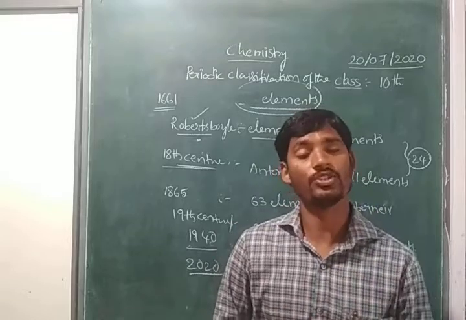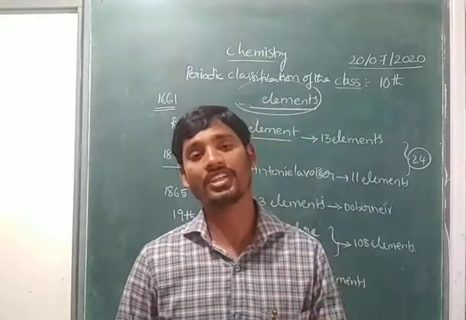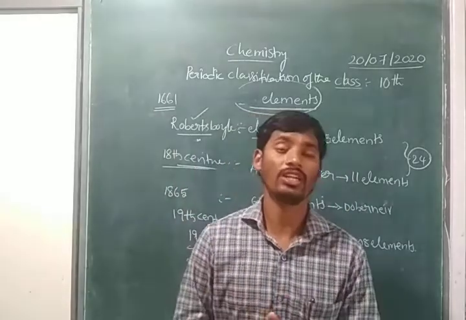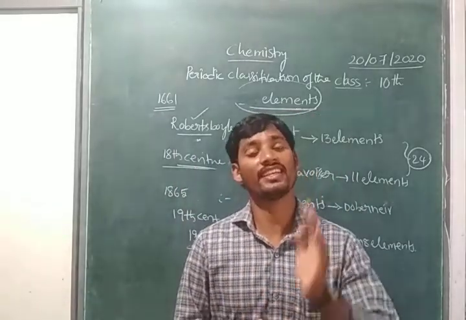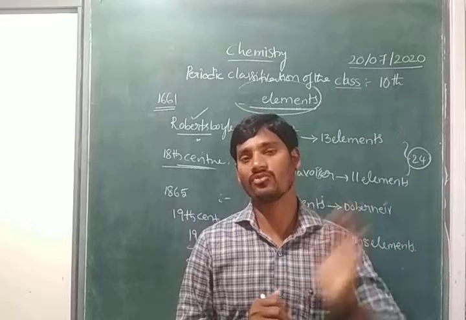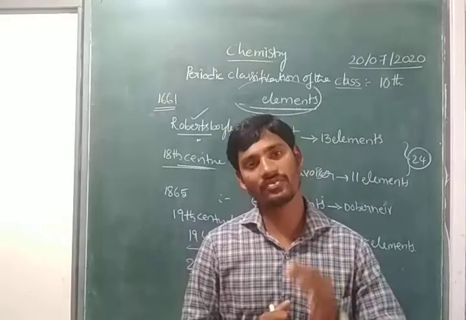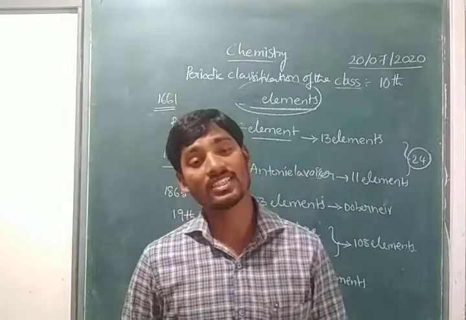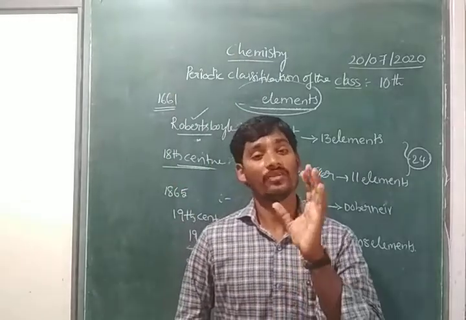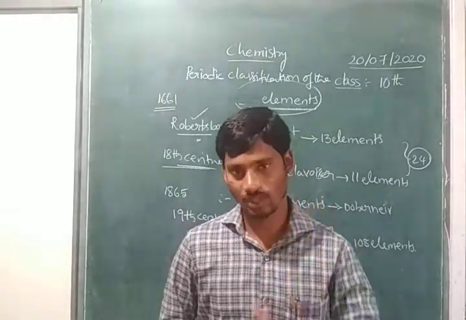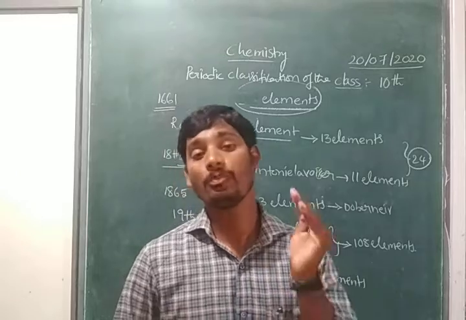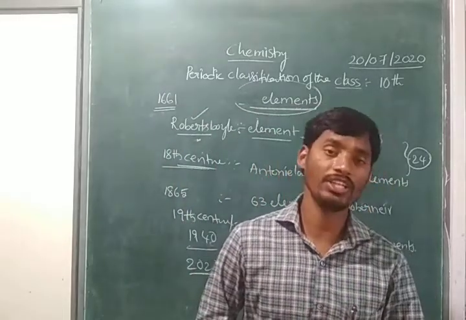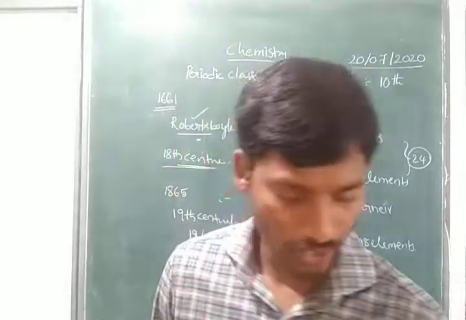Dobereiner considered one property, the atomic weight property. Based on the atomic weight property, he classified the elements in a systematic order. That classification we consider as the Dobereiner classification of the elements. He proposed taking 3 elements as a group, based on the increasing order of their atomic weights.